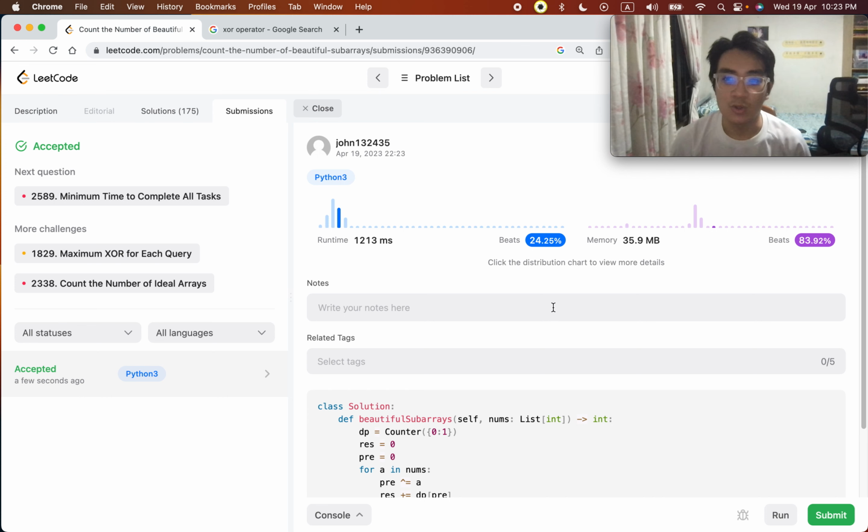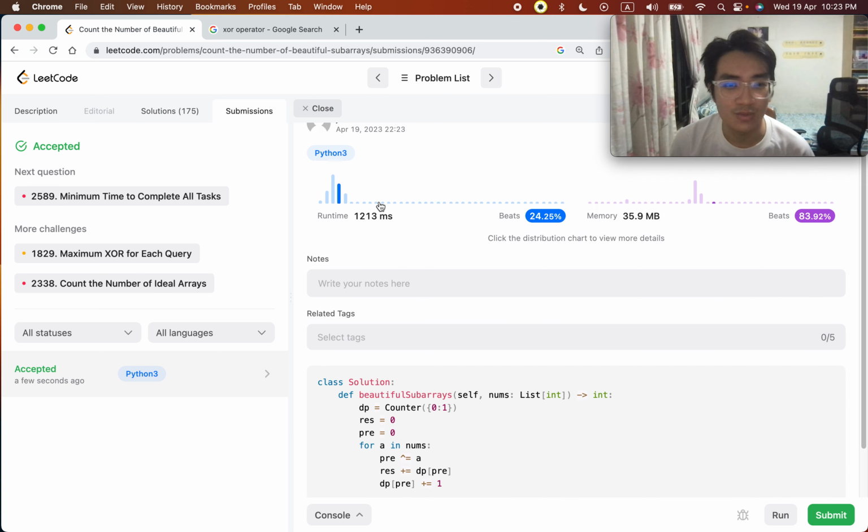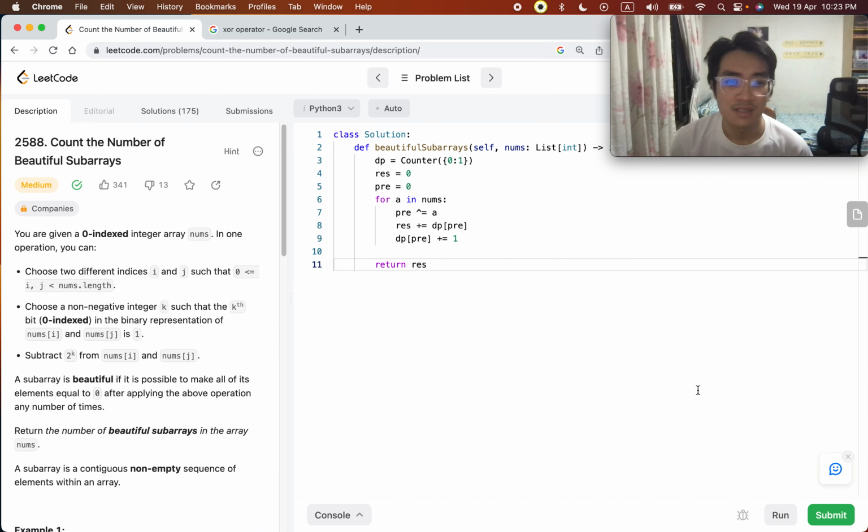Okay, so surprisingly the memory is really good, but the memory is in linear time, which is kind of strange, and the runtime is quite poor actually. Maybe there's not a lot of submissions, but anyways, it's in linear time.